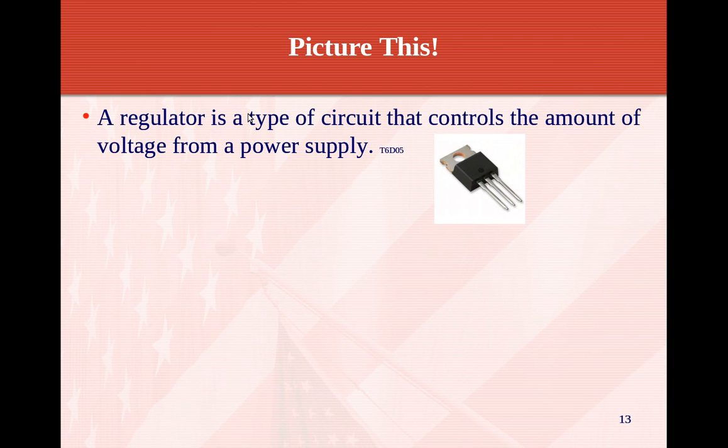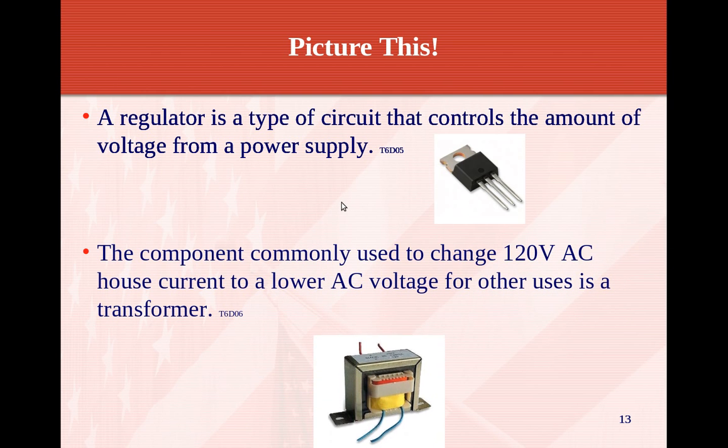A regulator is a type of circuit that controls the amount of voltage from a power supply. So instead of using a Zener diode, typically now you use a regulator. For example, an LM7805 is a positive 5-volt regulator. And these are a lot more stable than your Zener regulators. They're a lot easier to work with as well.